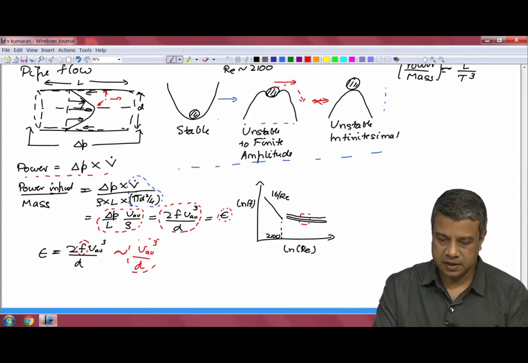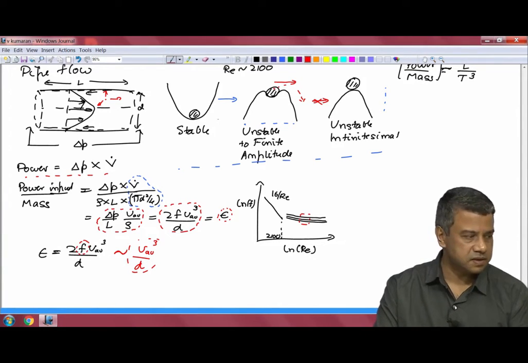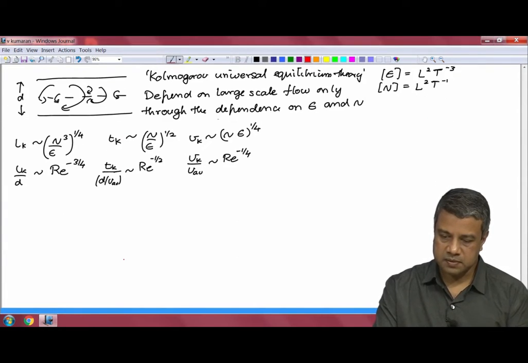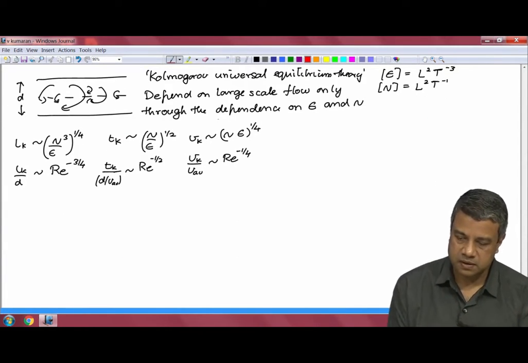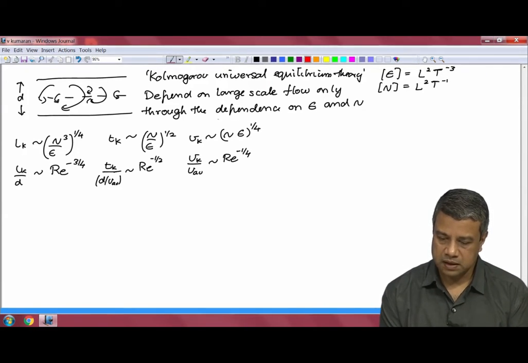Now, if the Reynolds number is very high, then you would expect that there will be a range of sizes of eddies, and we were trying to estimate the size of the smallest eddies in this flow. That estimate was based upon what is called the Kolmogorov universal equilibrium theory, that the size of the smallest eddies is so much smaller than the large scale, the pipe diameter or the flow velocity.